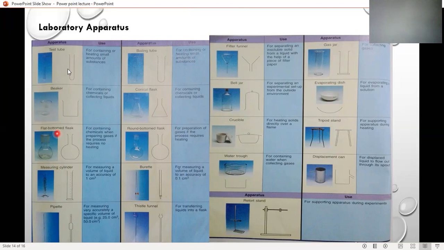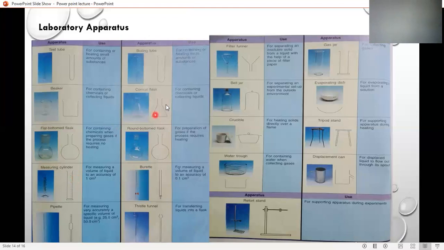For example, a test tube. A test tube is used to contain or heat small amounts of substances, as shown in the video where the person was using the test tube to heat some chemical, right? Graduated cylinder. The cylinder measures the volume of the liquid. I just need 500 ml of the liquid, so I can use a graduated cylinder to measure that volume, because I don't have an idea what 500 ml of water looks like.